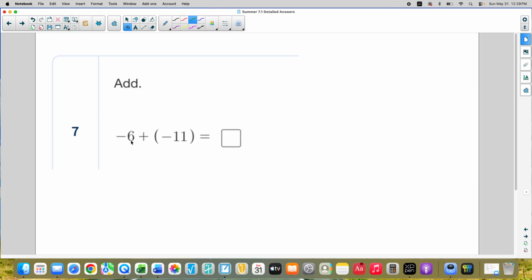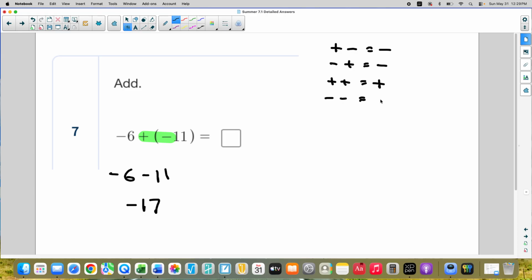So we're going to now simplify. Mr. Mac does not care for double signs. We do not like double signs. They are very inefficient. So a positive times a negative is a negative. And I like looking at numbers in this manner. The two numbers we have are -6 and -11. -6 and -11 makes -17. Very important. When we have a positive and negative, that equals a negative. When you have a negative and a positive, that equals a negative. When you have a positive and a positive, that equals a positive. When you have a negative and a negative, that equals a positive.